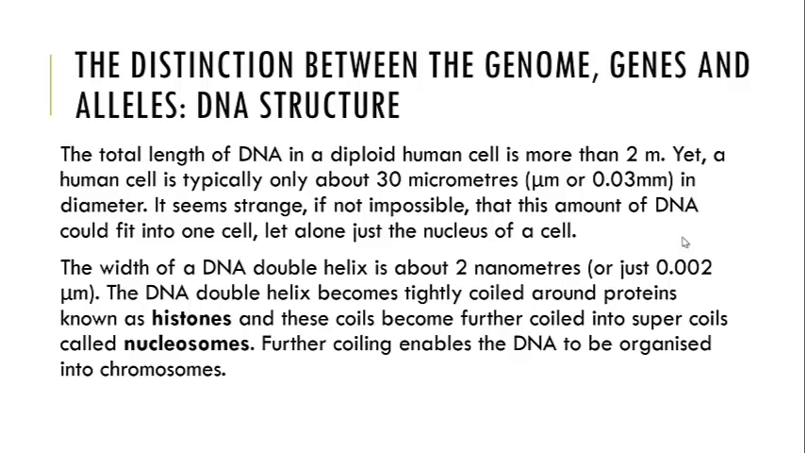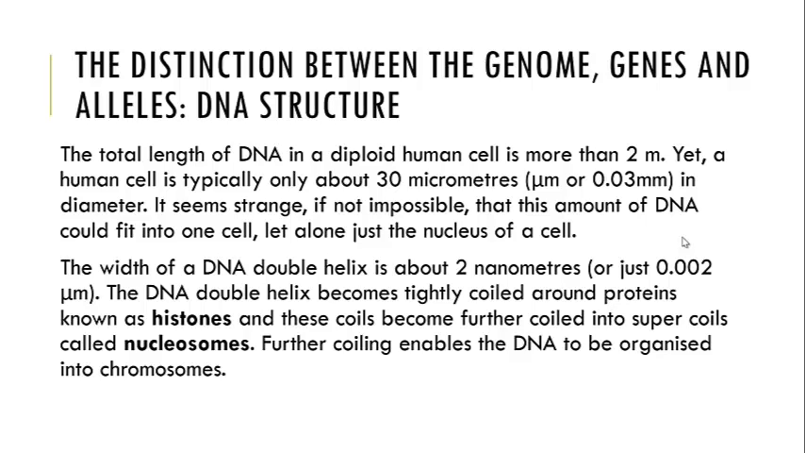So while that's all happening, we're talking about having DNA in a vial. The total length of DNA in a diploid human cell is more than 2 meters long. If it was small and then we blew it up and scaled it up, that's actually how much DNA we have in one diploid cell, so one of our somatic cells. Yet a human cell is typically only about 30 micrometers long, or 0.03 millimeters if you think about that in diameter.